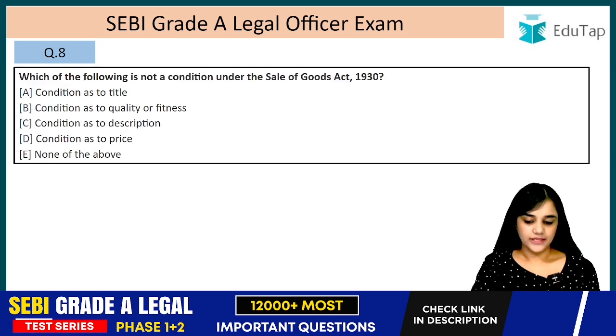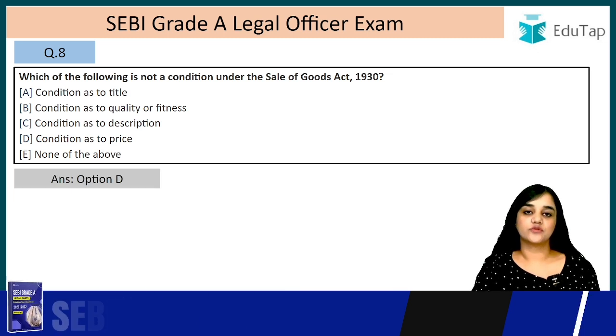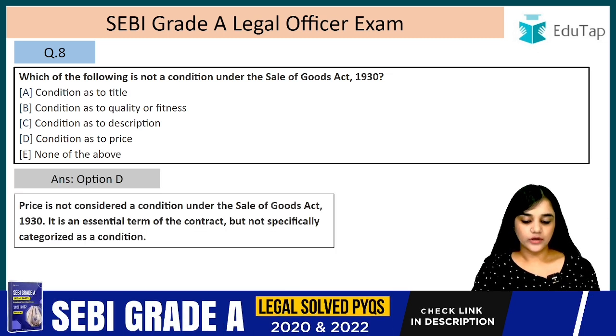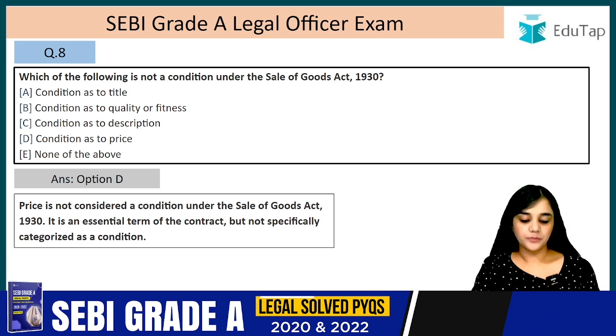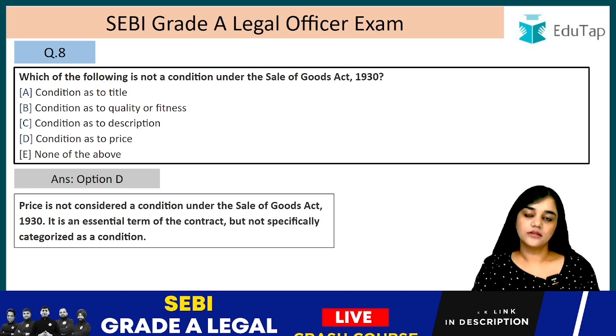Question number 8. Which of the following is not a condition under the Sale of Goods Act 1930? The answer is condition as to the price. So price is not considered a condition under the Sale of Goods Act. It is an essential term of the contract, but not specifically categorized as a condition.